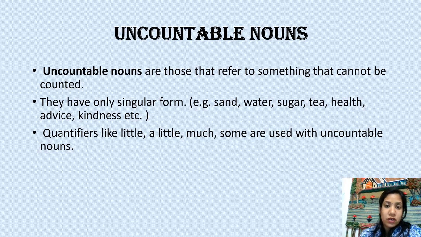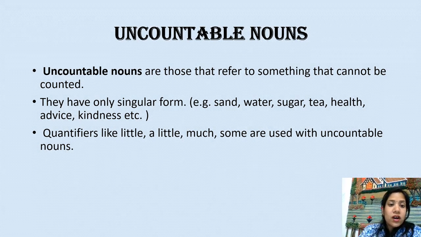Examples: sand, water, sugar, tea, health, advice, kindness. Now, all these things are any material or any abstract nouns. We cannot have their measurements, we can't measure them easily, and so they are uncountable nouns.